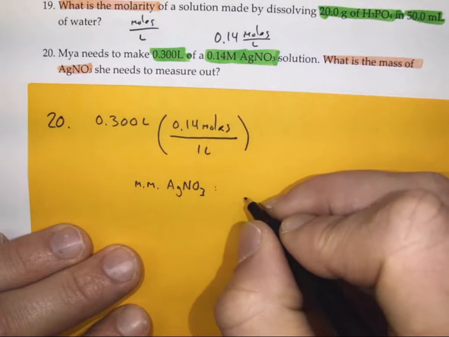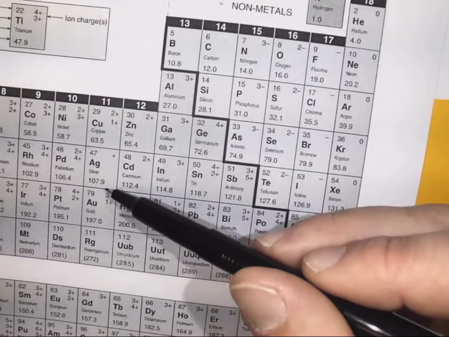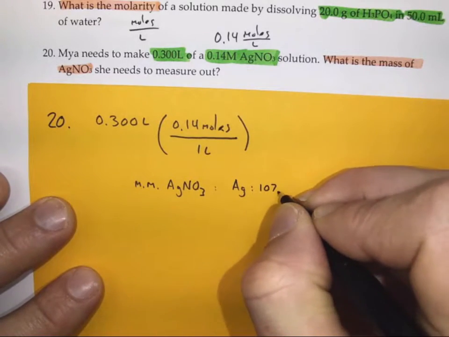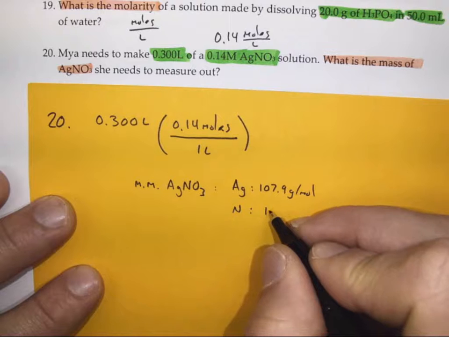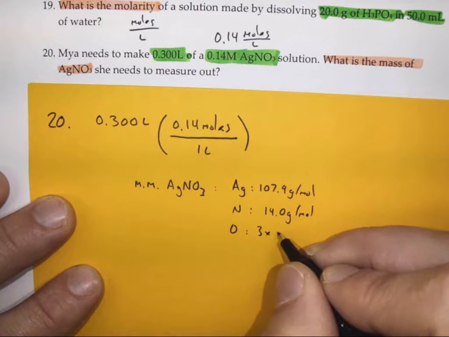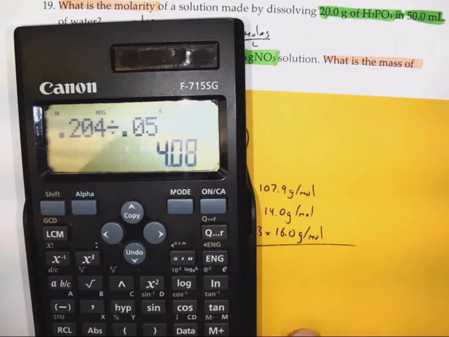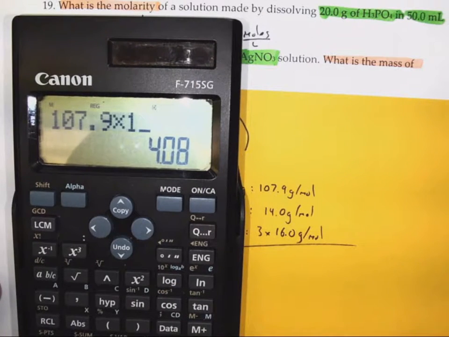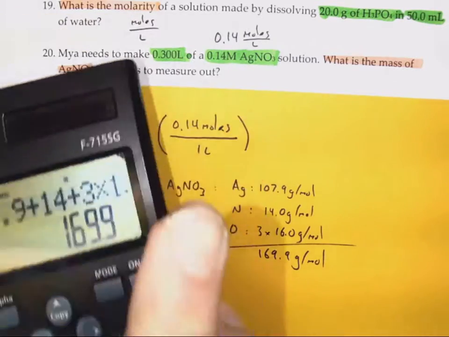Okay, so to do that, silver has a molar mass, it's probably pretty heavy, 107.9 grams per mole. I've got a nitrogen in there. Nitrogen has a molar mass of 14.0 grams per mole. And I've got 3 oxygens, 3 times 16.0 grams per mole. Okay, and all that together. I don't want to multiply them. Plus 3 times 16. 169.9 grams for every mole of silver nitrate.